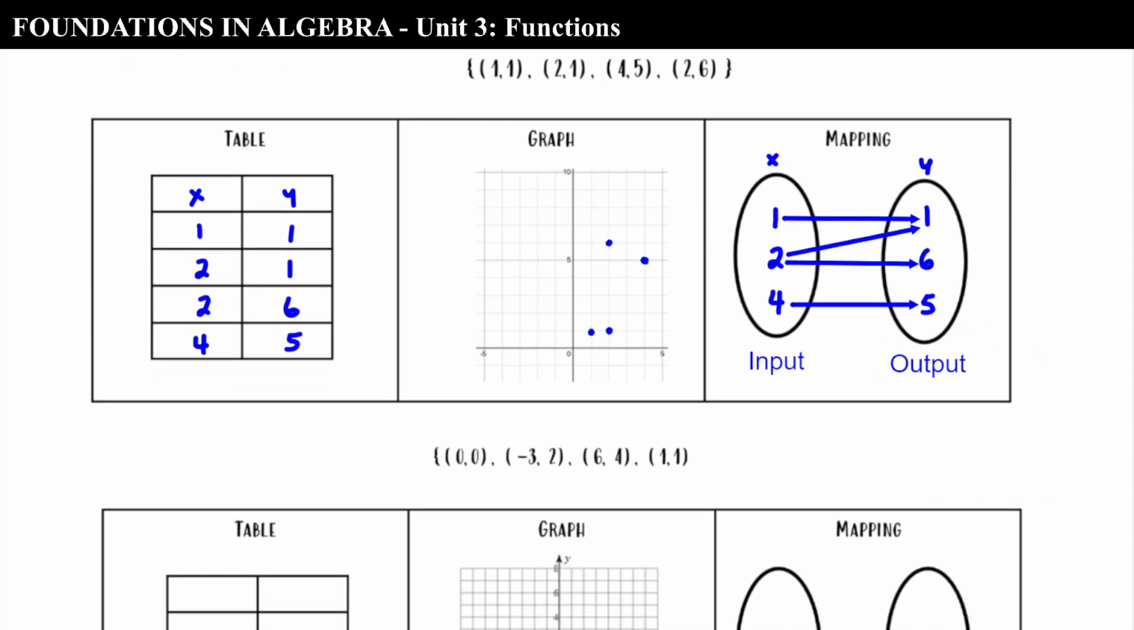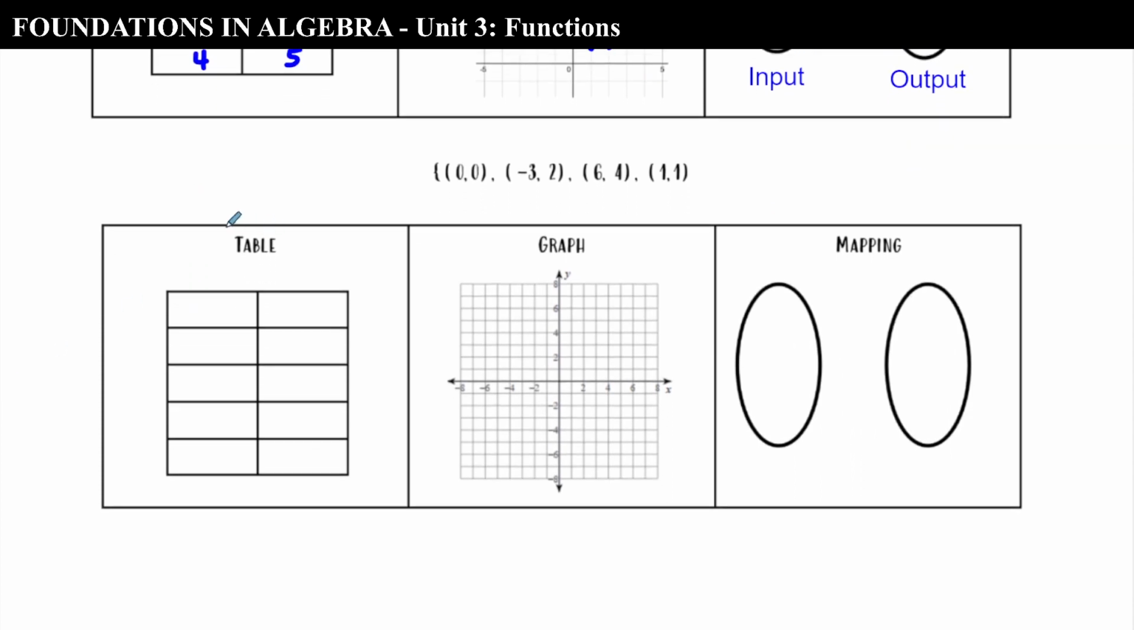All right, let's do another example of this. So here we have the ordered pairs (0, 0), (-3, 2), (6, 4), and (1, 1). So let's put our x's in numerical order. So we've got -3, 0, 1, and 6. So with the -3, we have a 2. With the 0, we have a 0. With the 1, we have a 1. And with the 6, we have a 4.